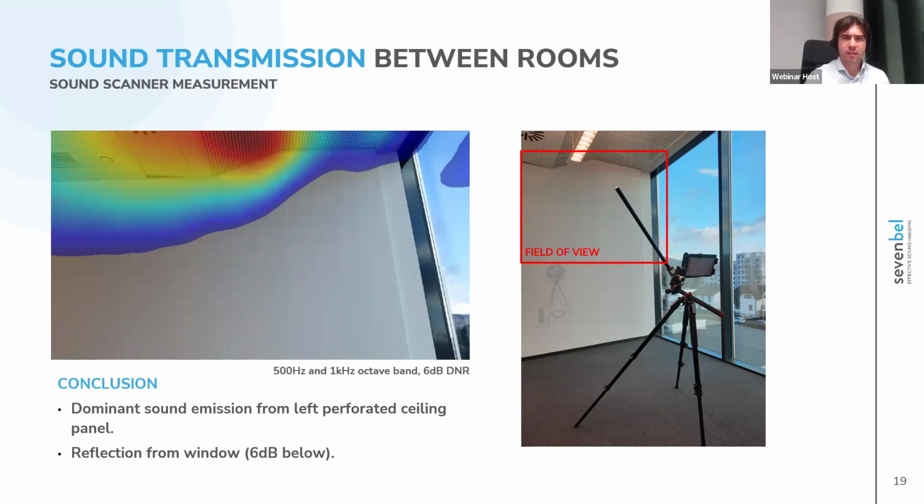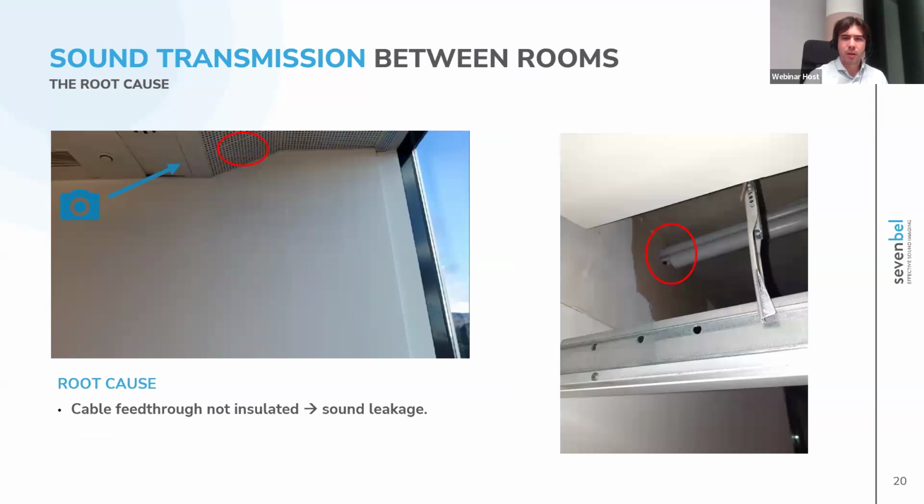So what is this all about? Well, if we go and take out that perforated ceiling panel, we see immediately that there's a non-insulated cable feed-through or a cable passage communicating the 2 rooms. And so there's airborne sound transmission, and we get a huge loss of transmission loss.